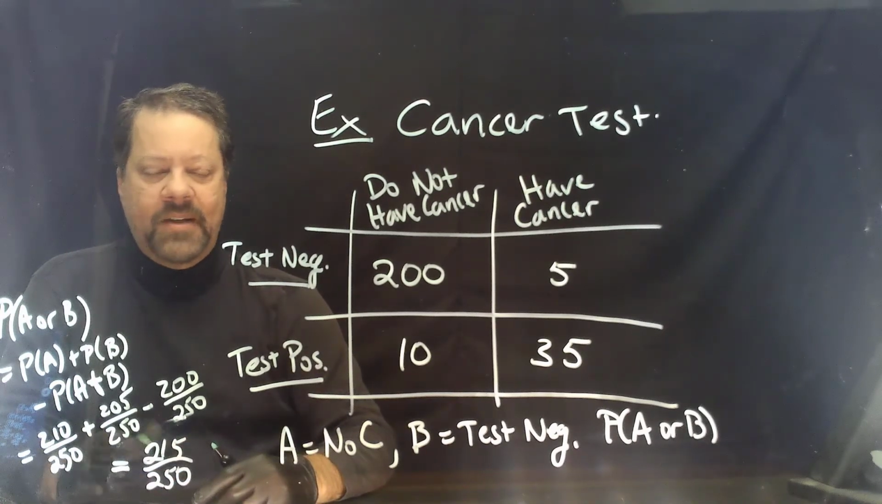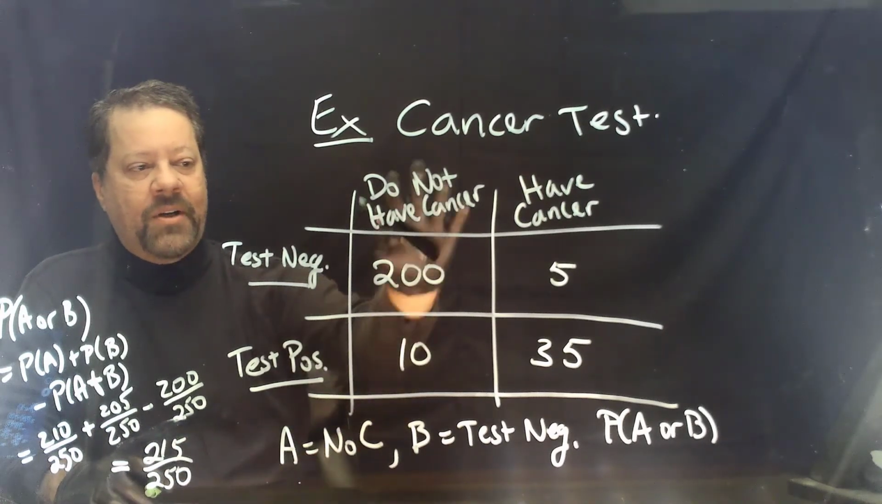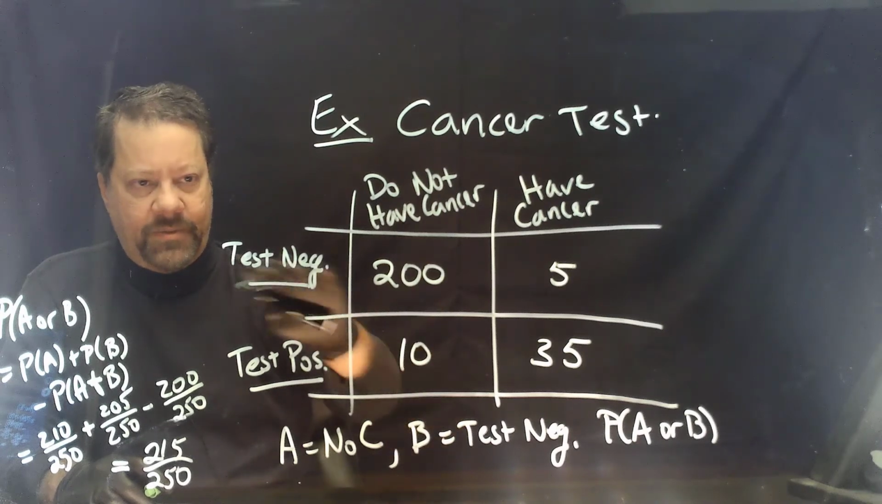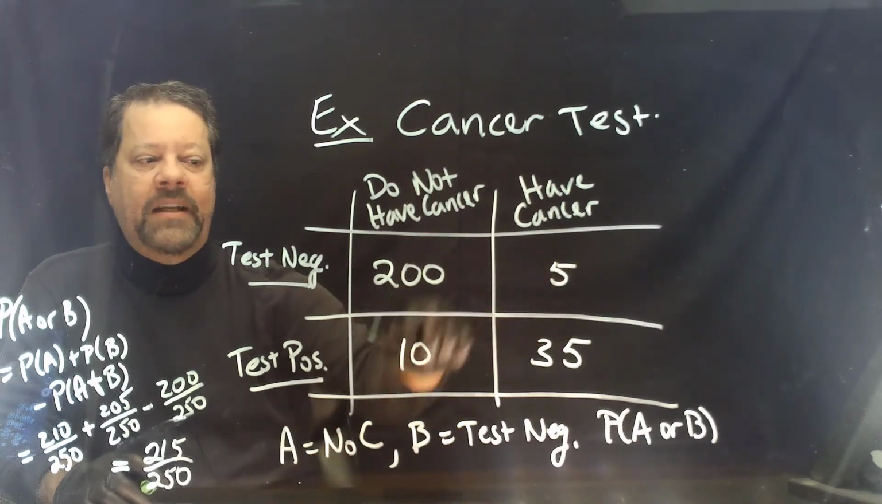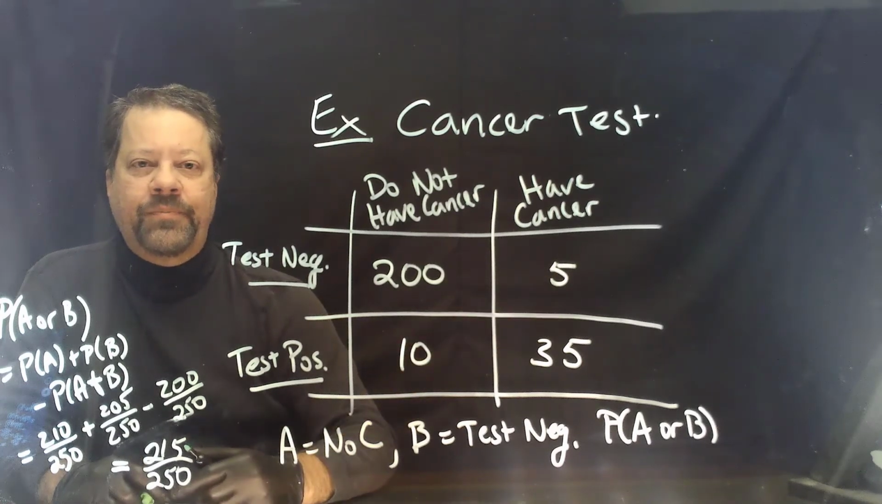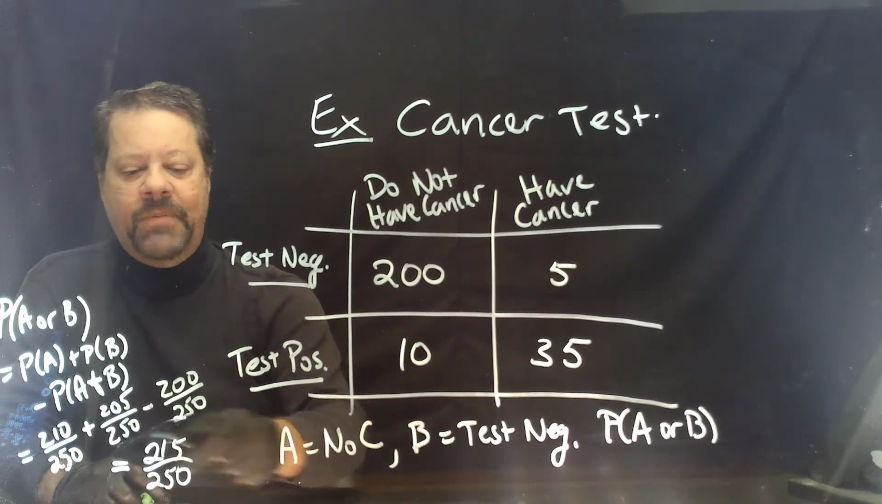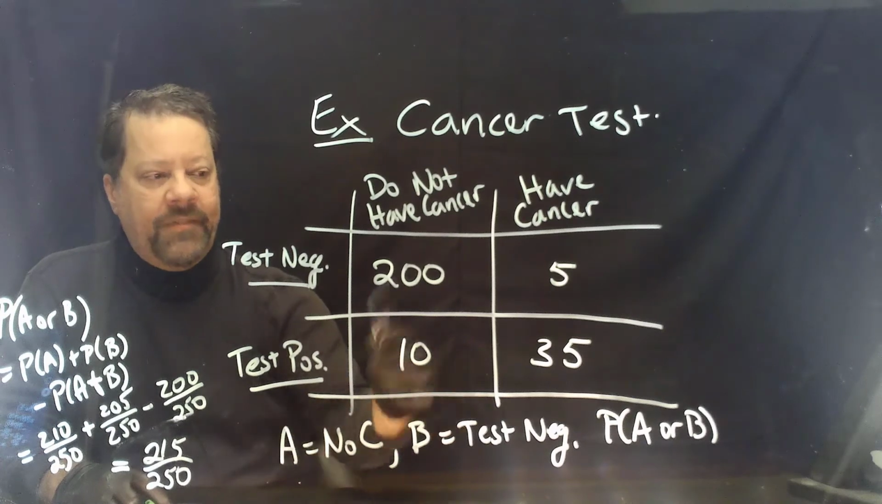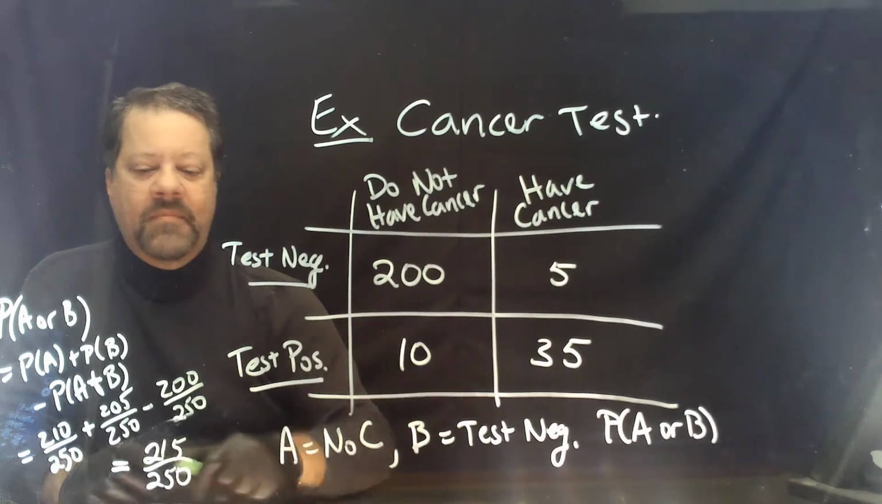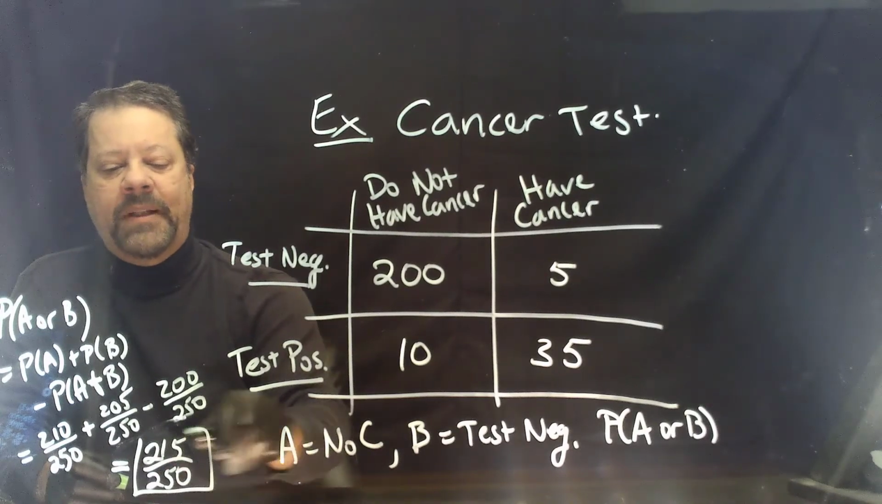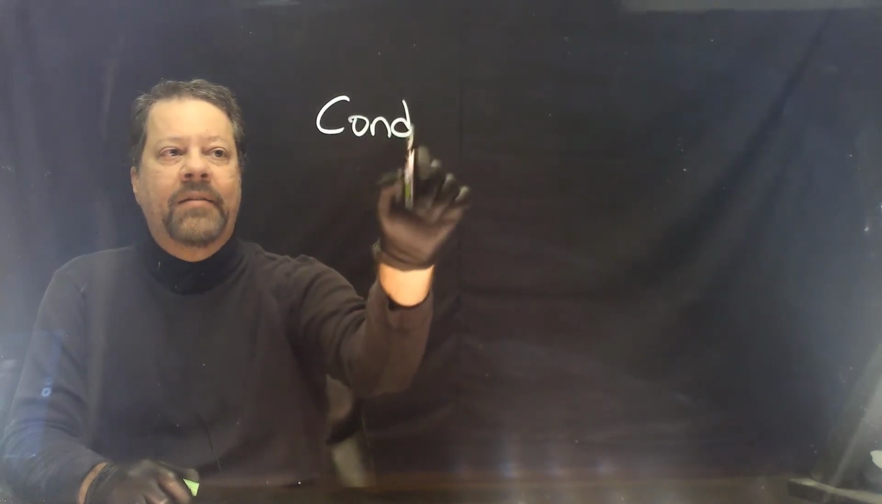This, I hope, makes some kind of sense, because amongst all those who do not have cancer or test negative, there are 215 in those groups. And so you should expect 215 out of the 250 who took the exam as the total probability. We also need to discuss something called conditional probability.